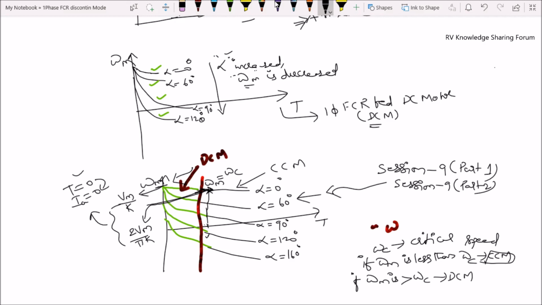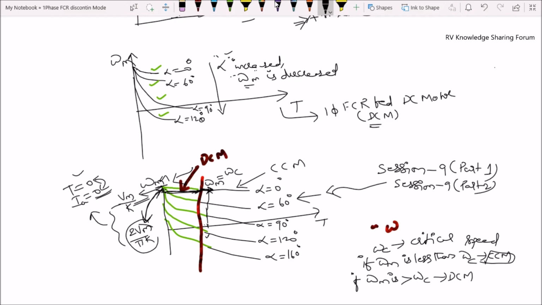Torque and armature current are interdependent with each other. So when torque is 0, ultimately our armature current will also be 0. So when the load is 0, the torque is 0, therefore armature current is 0. Therefore we can obtain our no load speed as Vm by k for discontinuous conduction mode and 2 Vm by pi k at this point, for continuous conduction mode.